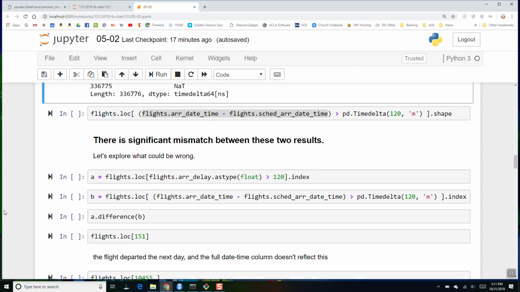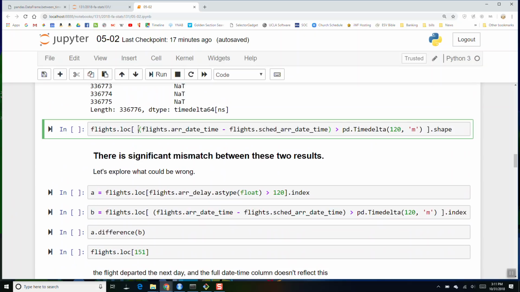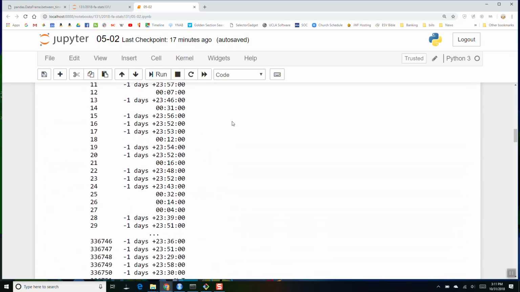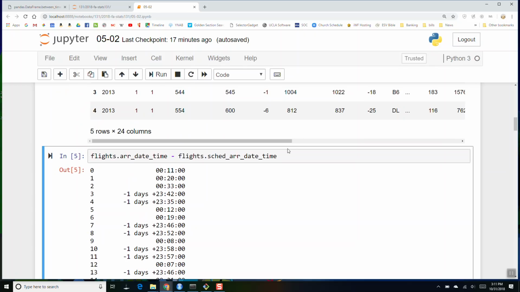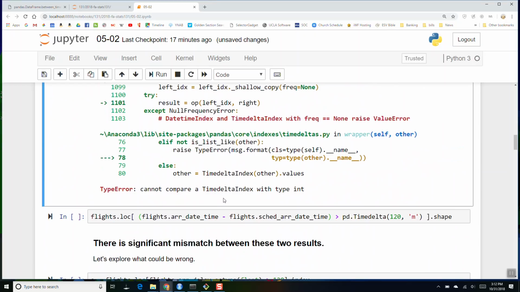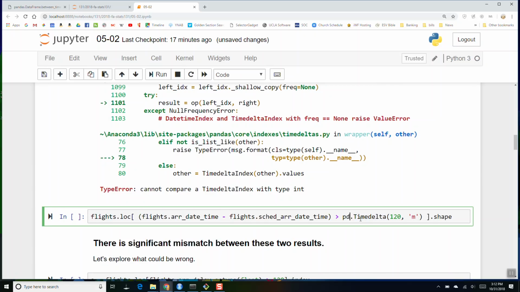We run this, and then you can say, is that greater? If you want to say, is this difference greater than 120 minutes, it's going to give you an error here. It's going to say it can't compare a time delta with an integer. Okay, and so you have to create another time delta object.